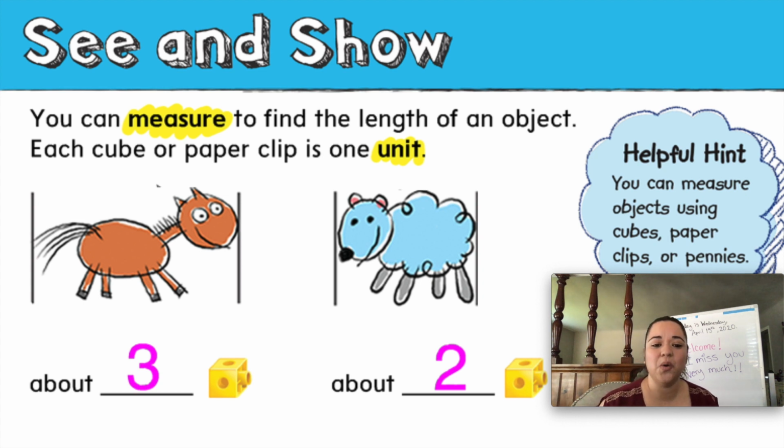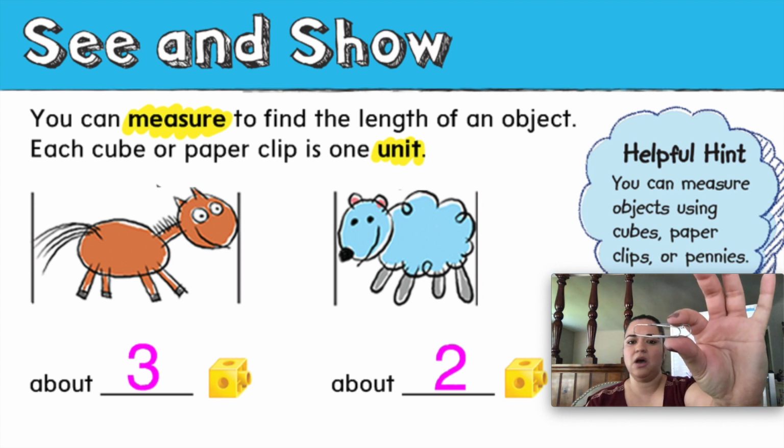So we look at the horse. They measured it and they said that it's about 3 cubes long. The sheep is about 2 cubes long. We could also measure it with our non-standard unit. If I use a paper clip to measure it, do you guys think it's going to be 3 paper clips as well? No, right? It will change because the paper clip is longer.